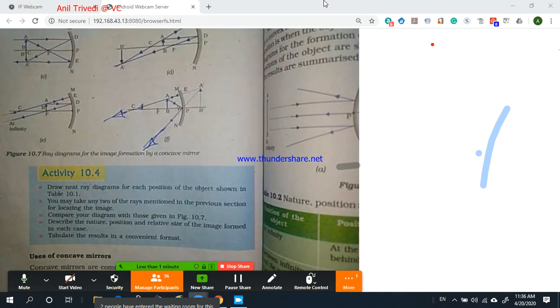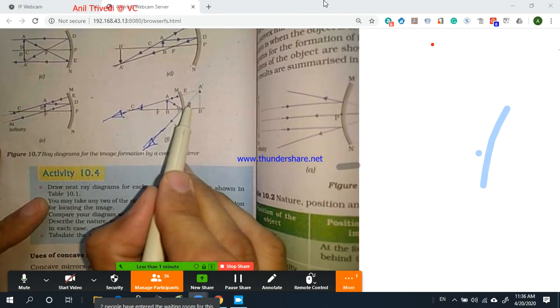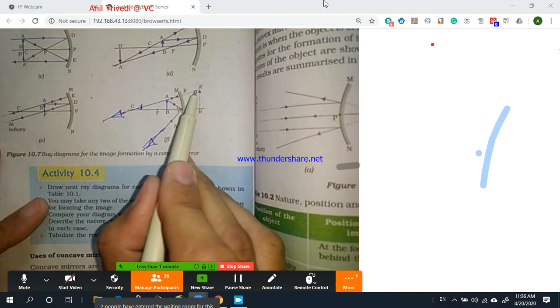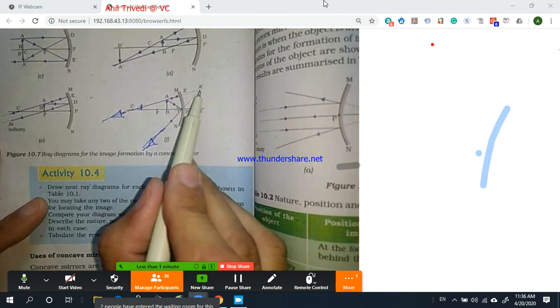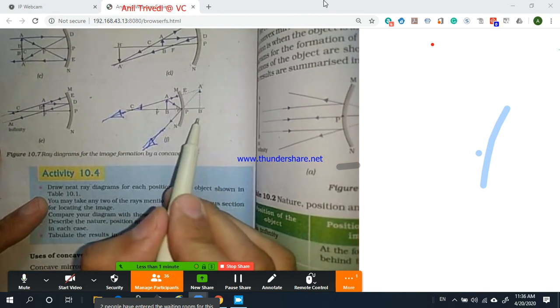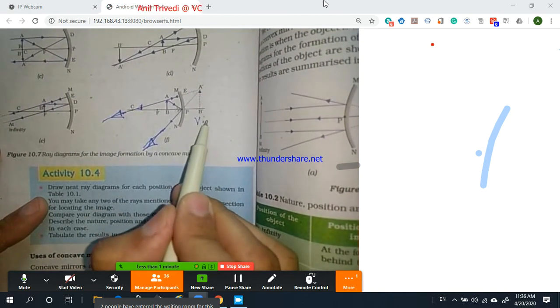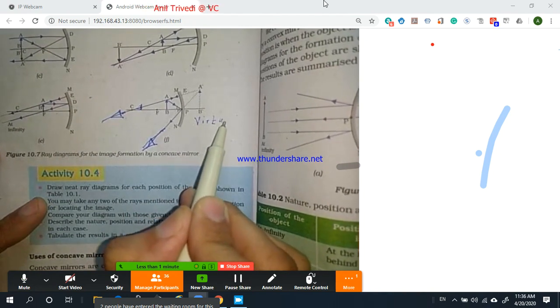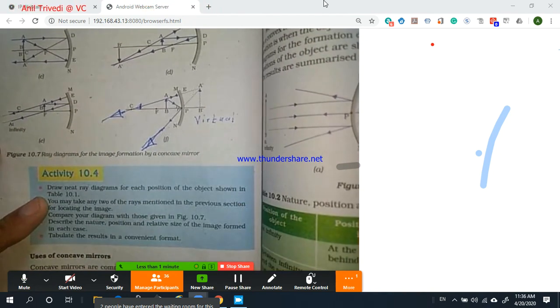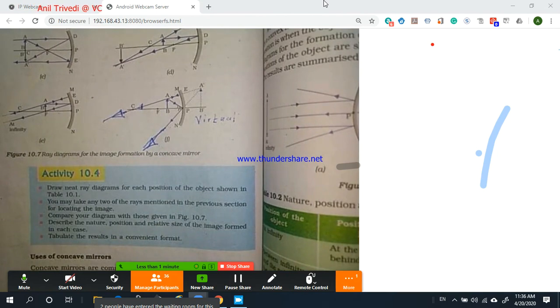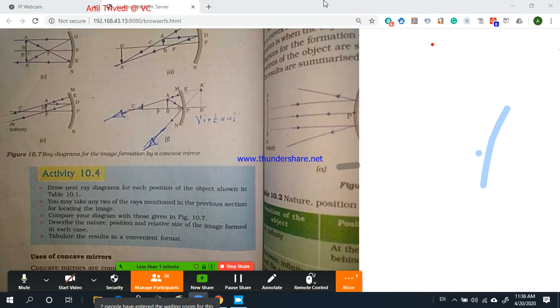No. So, sir, you extend them backwards, it is shown by dotted lines, and so it appears as if rays are coming from A dash. So this is A dash, a virtual image, because actually the image is not formed but appears to be formed. You are left with less than 1 minute. All the 6 diagrams you have to draw 2 times.